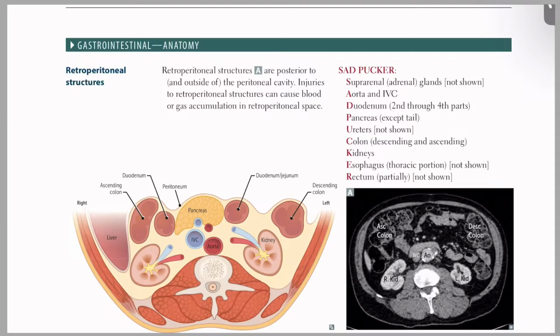Retroperitoneal structures. Image A are posterior and outside of peritoneal cavity. Injuries to retroperitoneal structures can cause blood or gas accumulation in retroperitoneal space.